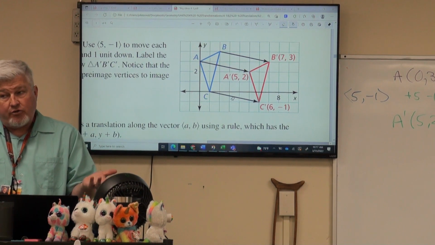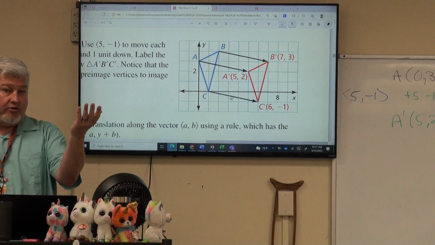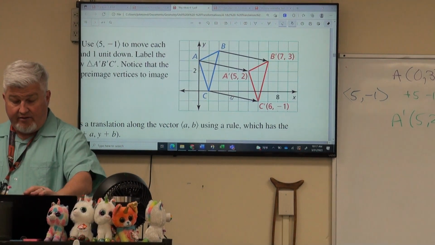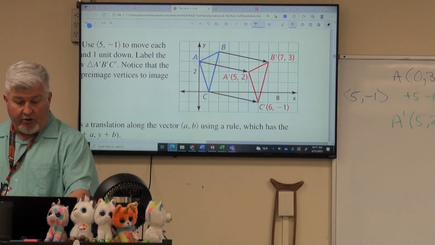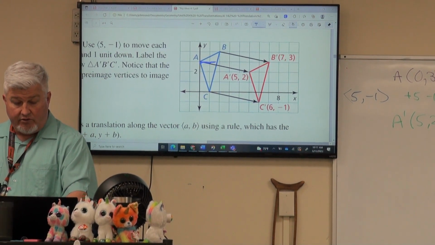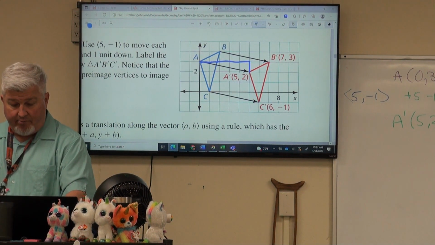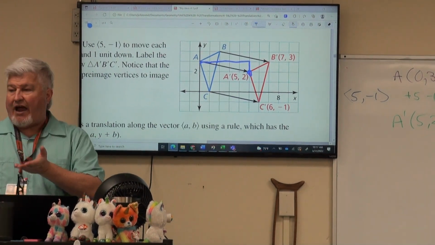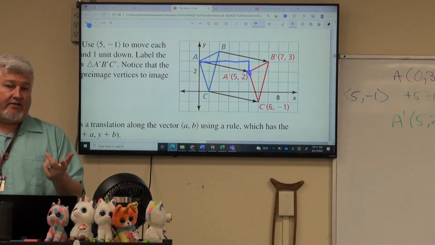Now the other way you can do this, so that's one way to do it ahead of time, or you graph the blue triangle. Your vector's 5, -1, so if I'm starting here with A, I'm going to go to the right 5: 1, 2, 3, 4, 5, and -1, I'm going to drop down 1 and put a point right there, and that's A prime. Right? So you can do it on the graph, or you can do it ahead of time and then just graph the points. Whatever you find to be the easiest to do.